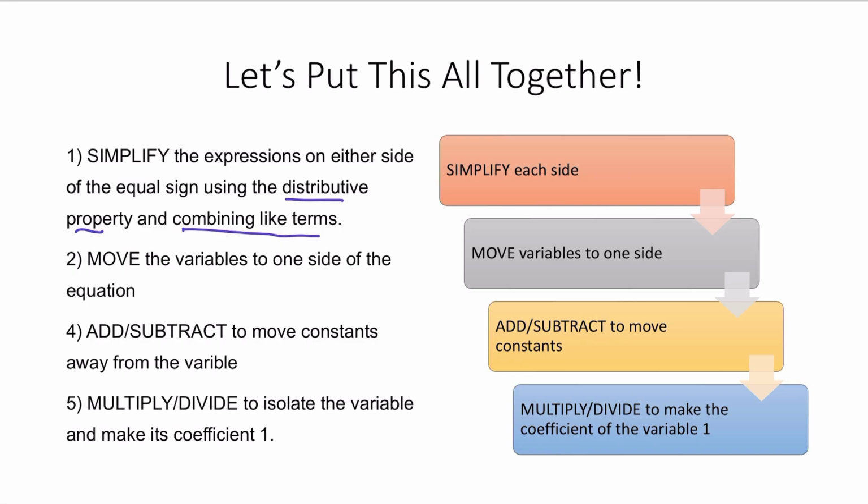Then we're going to move all of our variables to one side. Then we're going to add or subtract to move constants away from our variable, and then multiply or divide to make the coefficient of the variable 1.